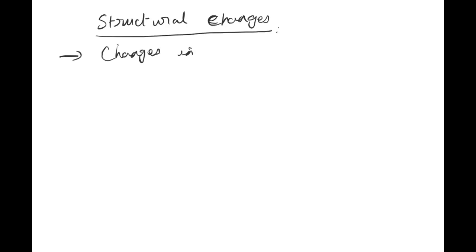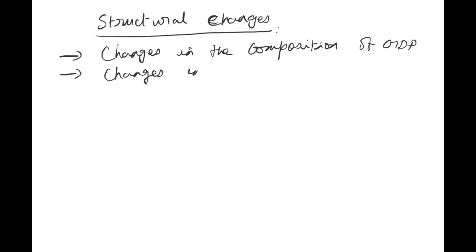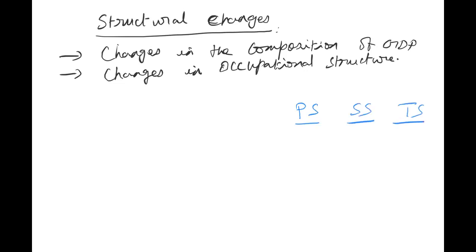in the composition of GDP and changes in occupational structure. So these two, changes in the composition of GDP and changes in the occupational structure. Basically every country is depending upon three sectors: primary sector, secondary sector, tertiary sector.